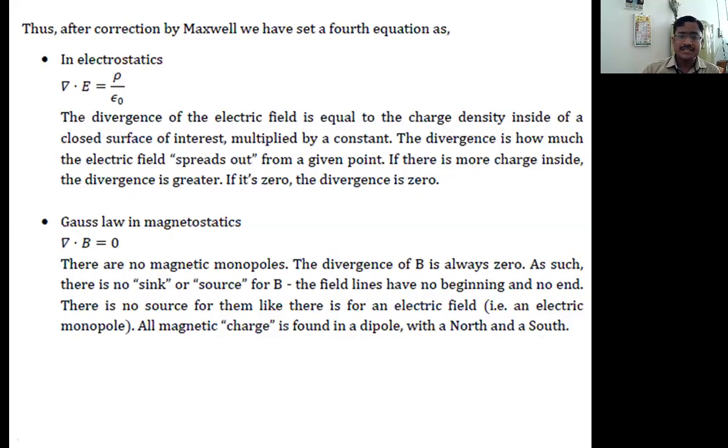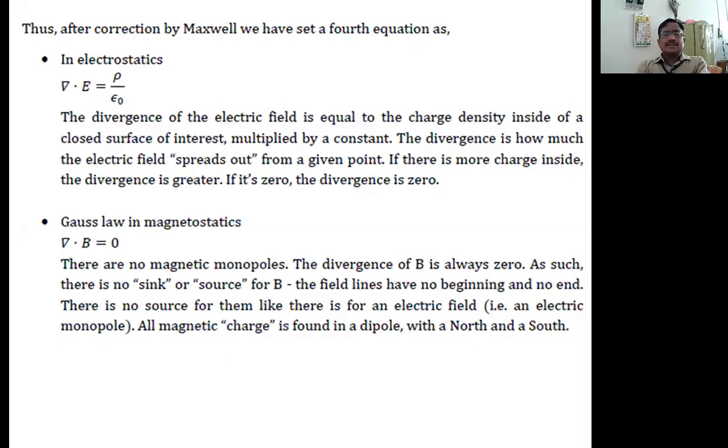If there is more charge inside the arbitrary or closed surface, then you will have a greater divergence. If there is no charge, the divergence will be equal to 0. But the most important thing you should keep in mind is that the divergence of electric field is equal to charge density multiplied by some constant. That's very important. Now the second Maxwell's equation, del dot B is equal to 0.